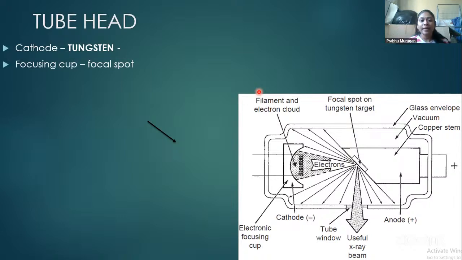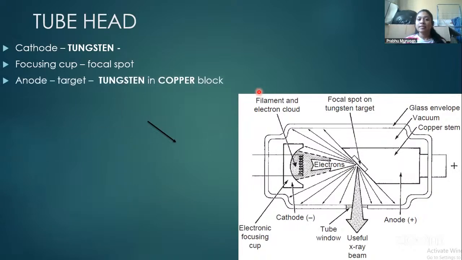It cannot hit anywhere on the anode, but it is going to be focused by a molybdenum cup, because the electron beam that is passing will be like a divergent ray, right? It has to be converged and focused to hit on a particular point at the anode. Then only the intensity will be maximum, right? So a focusing cup made of molybdenum is going to focus your electrons and it is going to hit on your anode. Okay. So the point where it hits on the anode is called the focal spot.